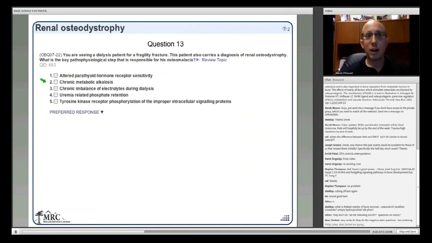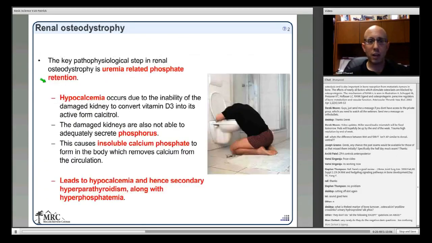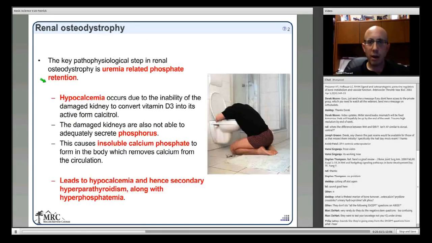Next question, renal osteodystrophy. Question 13, you're seeing a dialysis patient for a fragility fracture. Patient also carries a diagnosis of renal osteodystrophy. What's the key pathophysiological step responsible for the osteomalacia? This is how I feel about this question. Nonetheless, you got to get it right.